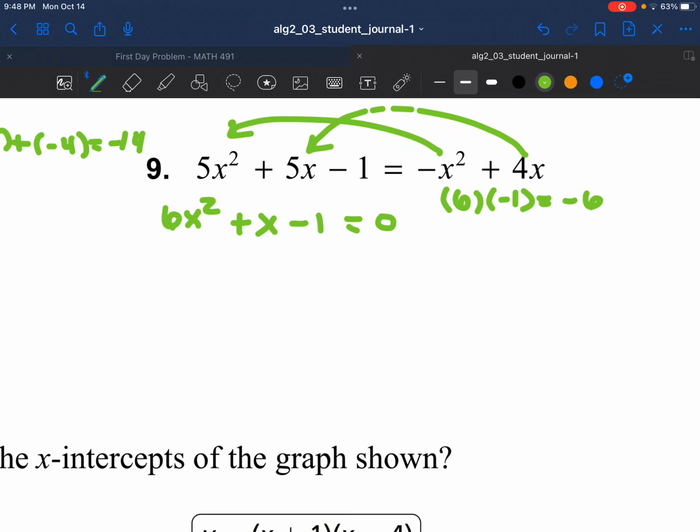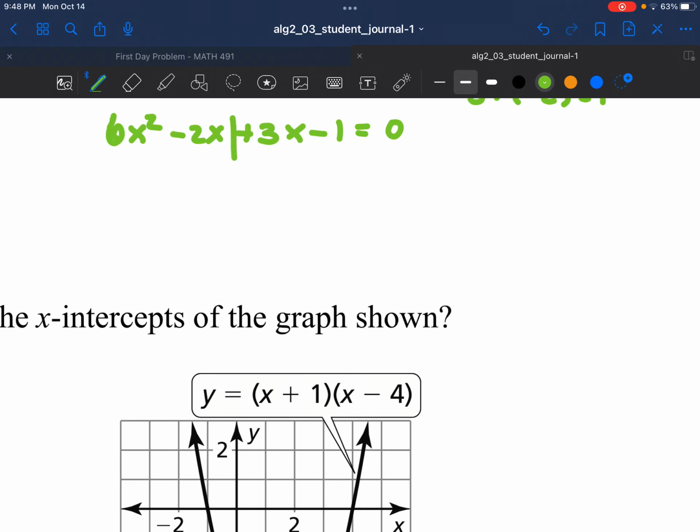And let's think of the factors of 6 that would add to positive 1. Well, that would be a 3 plus negative 2 equals 1. And I also know that 3 times negative 2 is negative 6. Let's go ahead and split that middle term. 6x squared minus 2x plus 3x minus 1 equals 0.